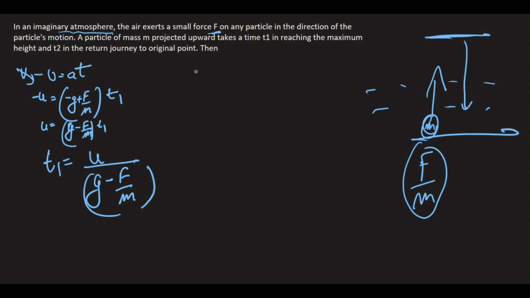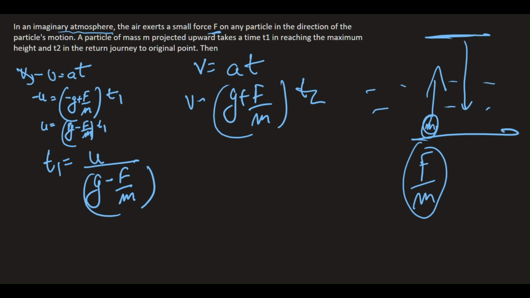Let's calculate for t2. In t2, the final velocity is v and u is 0. So we don't quite know the value of v or the value of u, but we will just create the equation because it is an MCQ. We don't need the whole solution. We just need to know the understanding, right? So in this, acceleration is in the direction of motion, gravity and this force both. So g plus F upon m into t2 is equal to v.